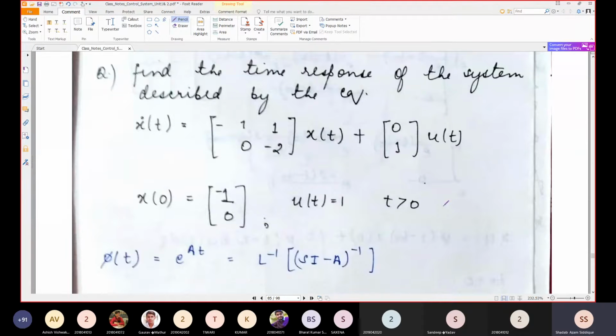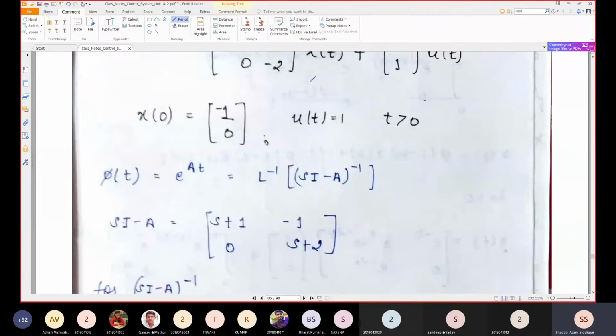So you should try to find, first of all, phi of t. So this is asked: find the time response. What is time response? That means you have to find the solution of the system. Okay, so we have phi of t. Phi of t is equal to e to the power At. That should be equal to the Laplace inverse of sI minus A inverse.